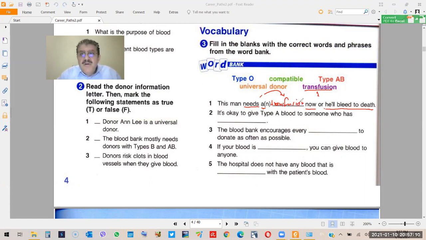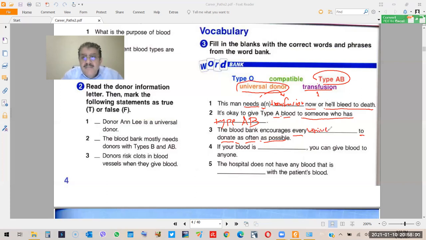This is an I, this is an O. Okay. Number two, it's okay to give type A blood to someone who has, number two, who has what? Type AB. A full match. Number three, the blood bank encourages every universal donor to donate as often as possible. Of course, universal donors are very important to make or to save lives around the world.